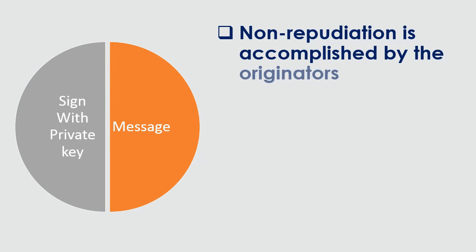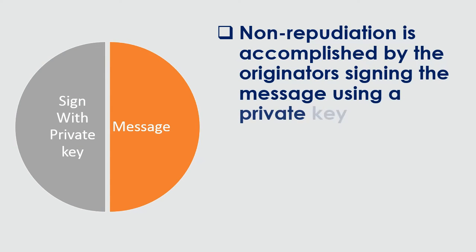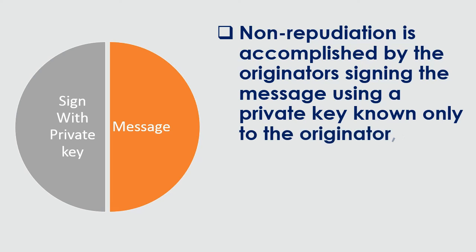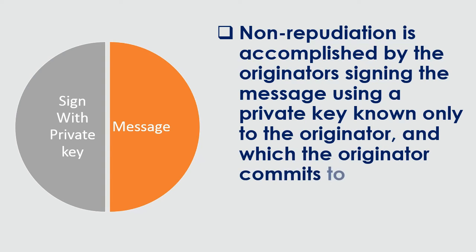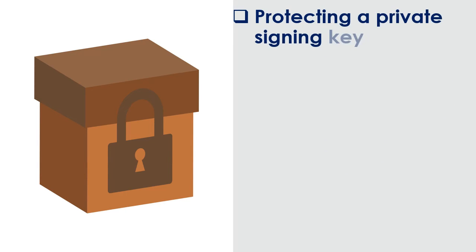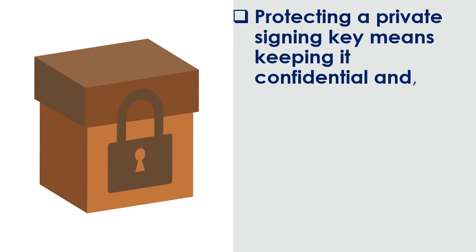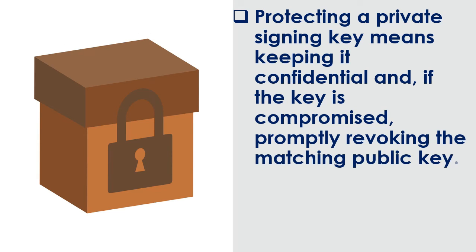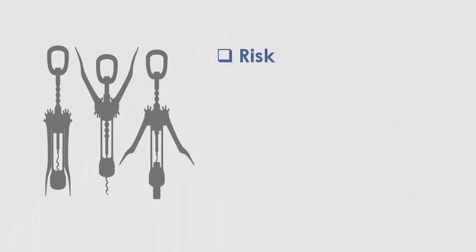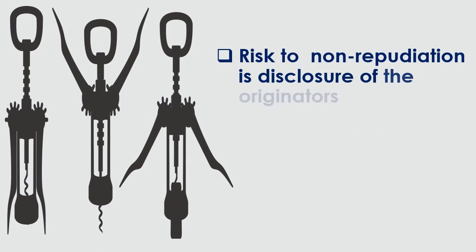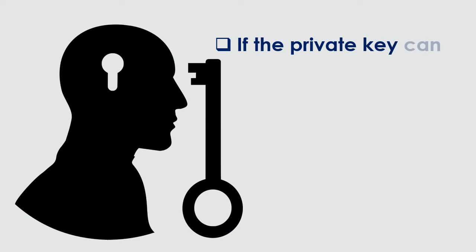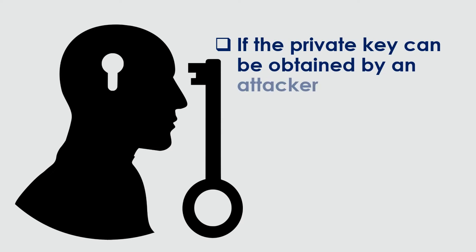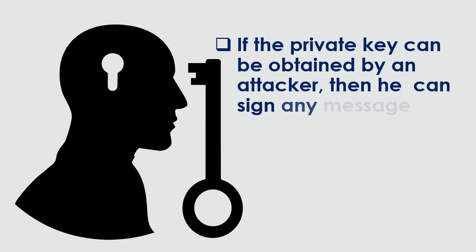Non-repudiation is accomplished by the originator signing the message using a private key known only to the originator, and which the originator commits to protecting. Protecting a private signing key means keeping it confidential and, if the key is compromised, promptly revoking the matching public key. Risk to non-repudiation is disclosure of the originator's private key. If the private key can be obtained by an attacker, then he can sign any message.